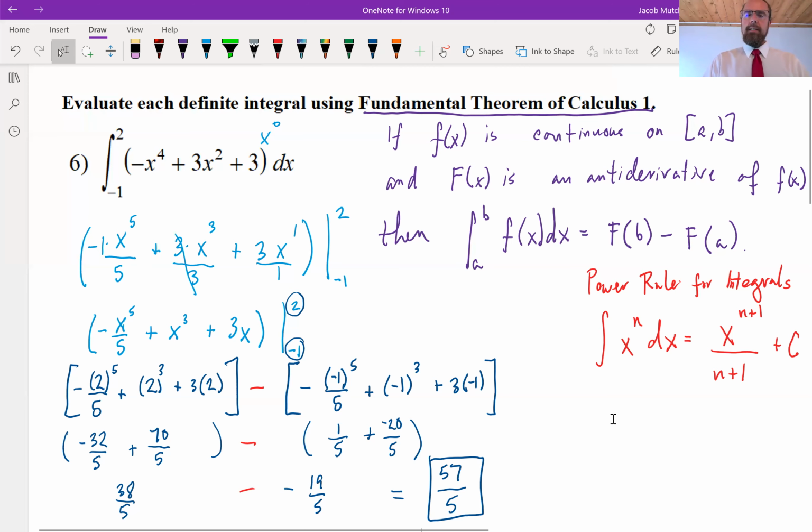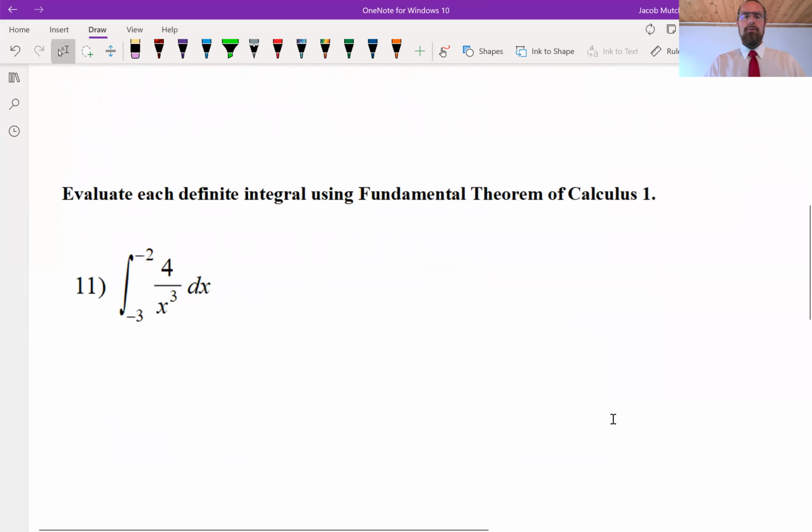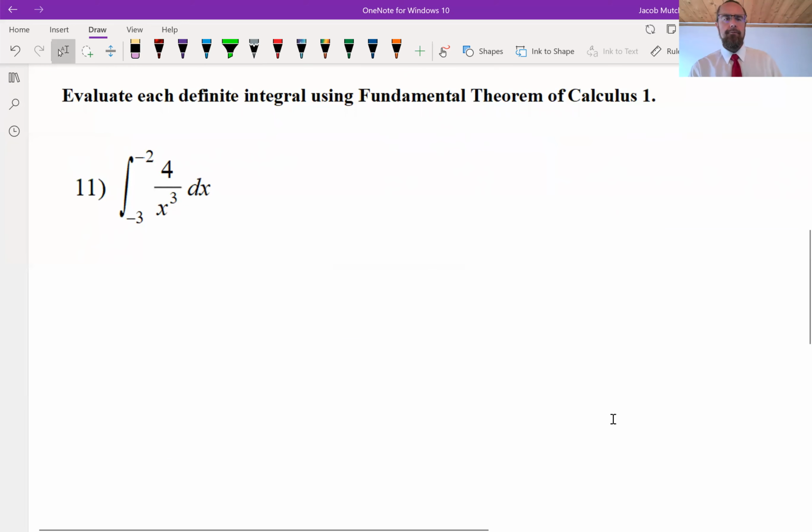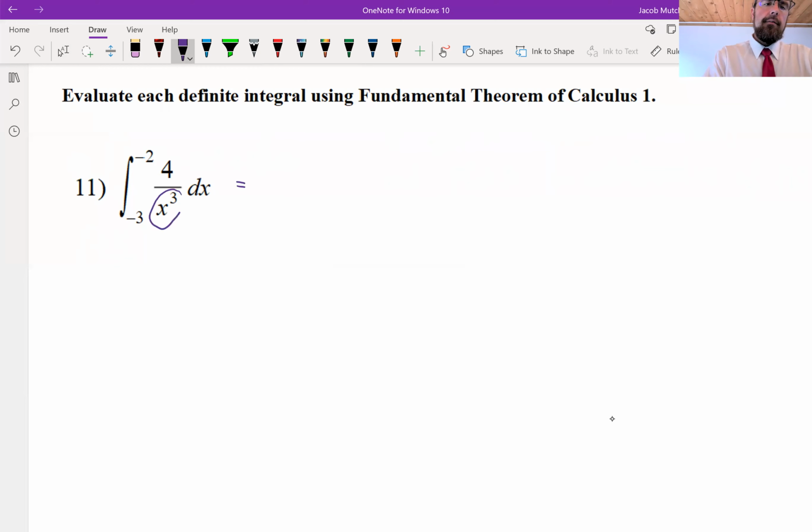Let's take a look at a second example that involves a power of x that's in the denominator. So here's number 11, the integration from -3 to -2 of 4 over x cubed dx. What I'll do for this one initially is just convert that from having x cubed in the denominator, bumping it up to the numerator. So I'm just going to call this the integration from -3 to -2 of 4x to the power of -3 dx. Remember, that power just becomes negative as it moves in the fraction.